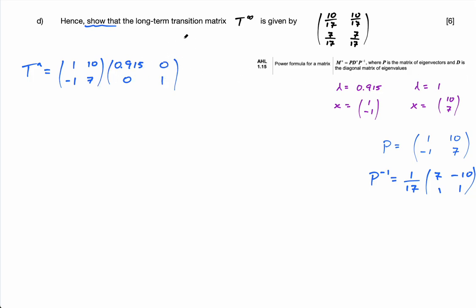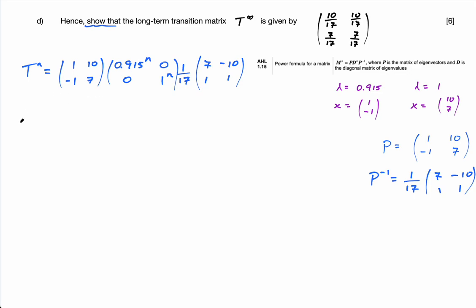Now it's this matrix to the power of n, but the nice thing about a diagonal matrix is I can just put the n here and here. And then I'm going to multiply by 1 over 17 times 7, 1, negative 10, 1. Now I have 6 marks, guys. I have some work to do. I have to show exactly what's happening.